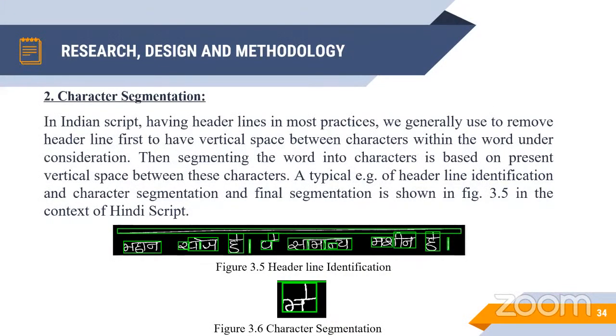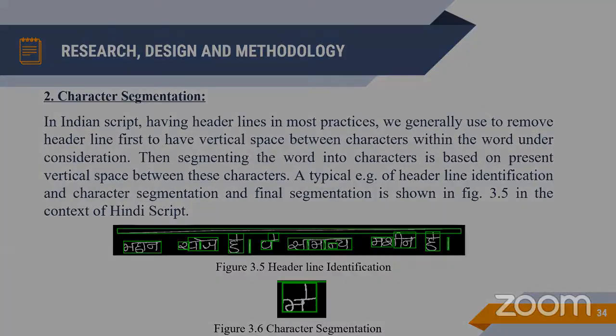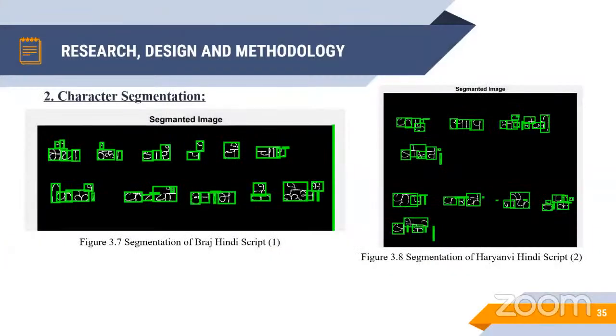The character segmentation means one character is identified in the segmentation. So here the green box is there. See on the slide, the screenshot appears for character segmentation. And for header line identification, the Hindi language has a header line, so the header line is also identified. Character segmentation means each and every character is identified by the system.